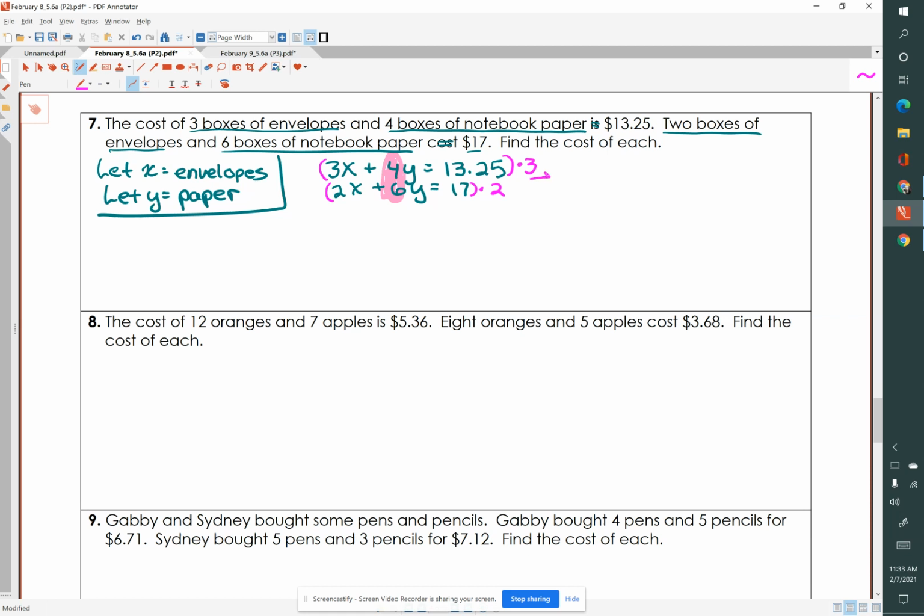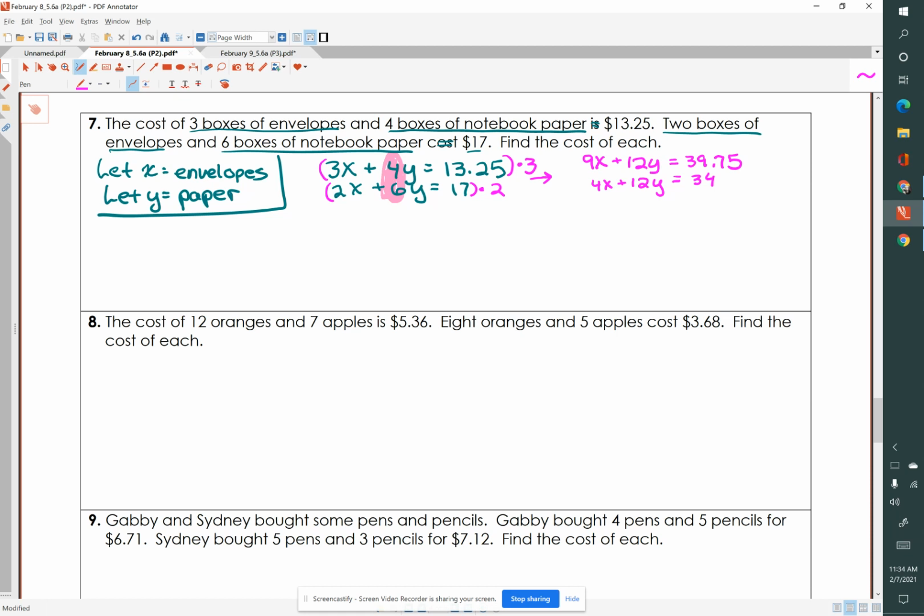So let's rewrite these equations once we multiply. So 3 times 3x is 9x. 3 times 4y is 12y. And 3 times $13.25 is $39.75. Now, the second equation, I'm multiplying by 2. So 2 times 2x is 4x. 2 times 6 is 12, so we've got 12y. 2 times 17 is 34.